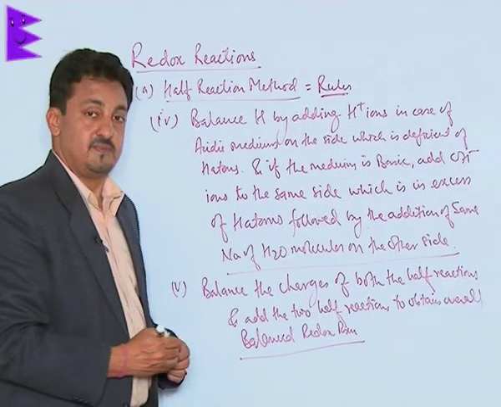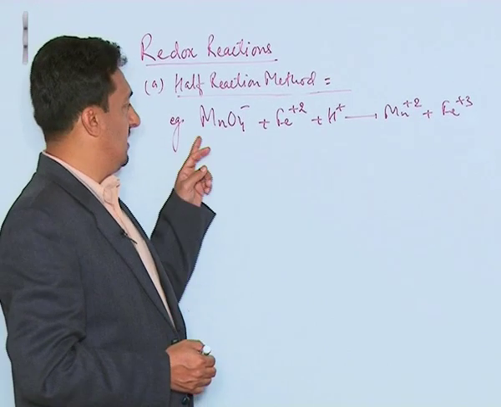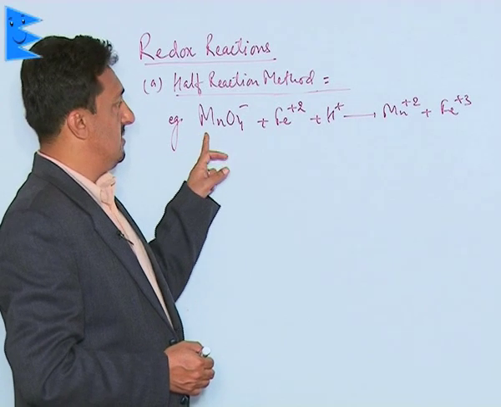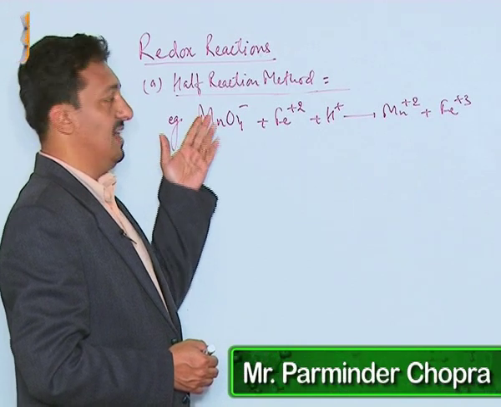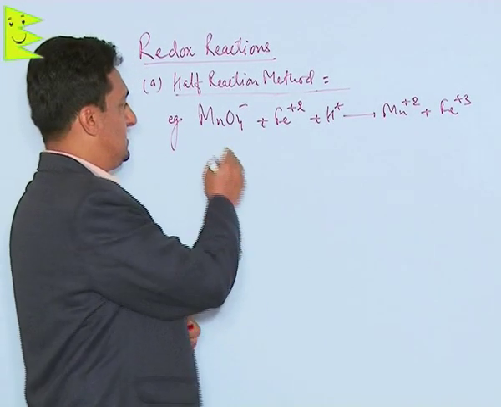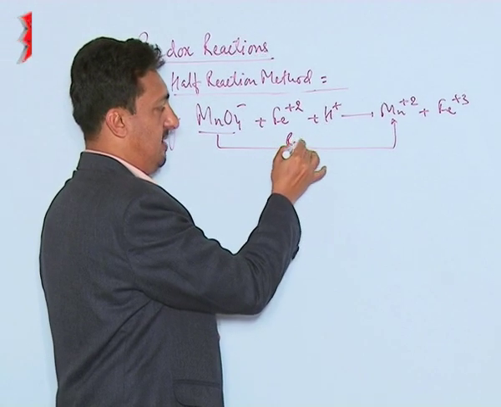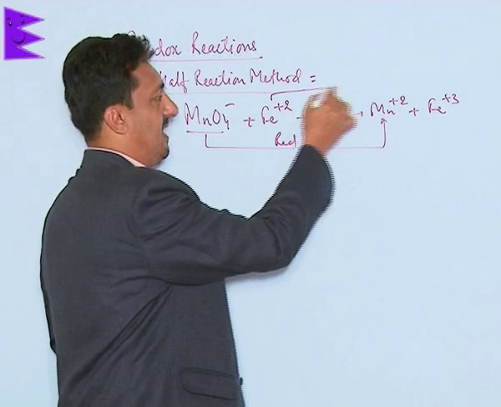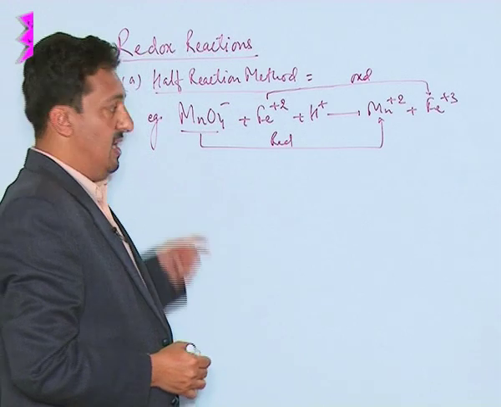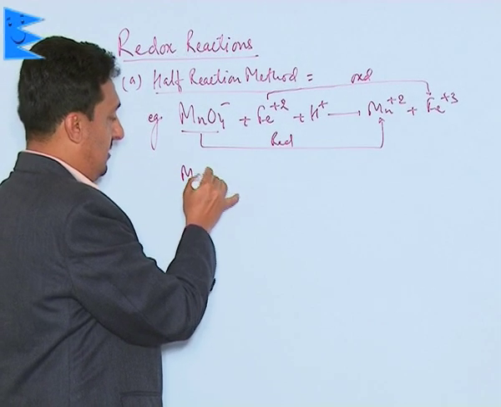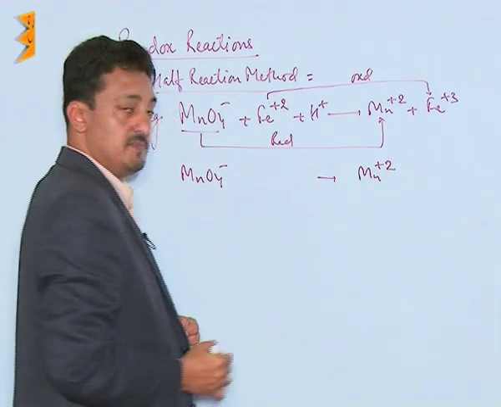Now let us see an example of an ionic reaction which is written in the form of ions. It is basically a redox reaction and it is to be balanced by the half reaction method. In this, the permanganate ion is changing into Mn plus 2, so it is getting reduced, whereas the ferrous ions are getting changed to Fe plus 3, so they are getting oxidized. We will divide this reaction into two halves like this, the permanganate ion changing into Mn plus 2.